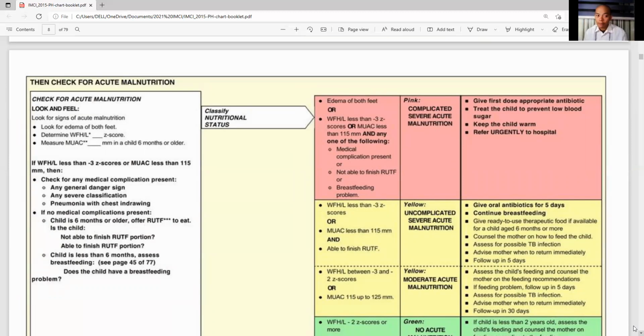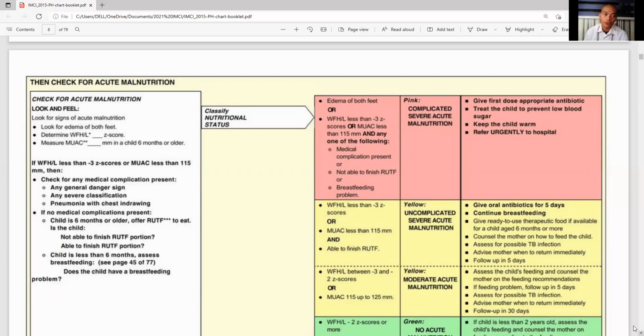Next, we are going to assess for malnutrition, and it was discussed by your classmates already earlier. Determine weight for height, weight for length, the Z-score. We will see the chart later for Z-score. Measure for MUAC. Okay, child is 6 months and older.